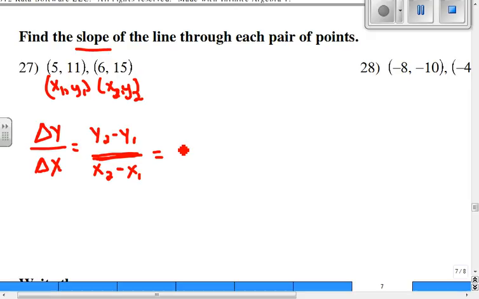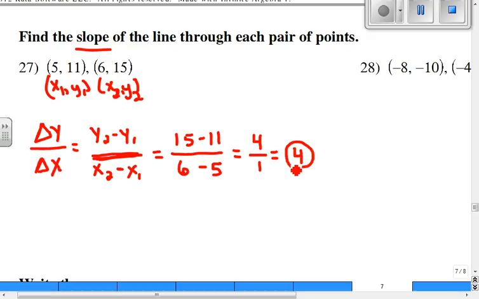Okay, so our change in y. So y minus the other y. So 15 minus 11 over 15's x, which is 6, minus the other x, which is 5. Well, 15 minus 11 is 4, and 6 minus 5 is 1. 4 over 1 simplifies to just 4. So the slope of the line that passes through these 2 points is 4.